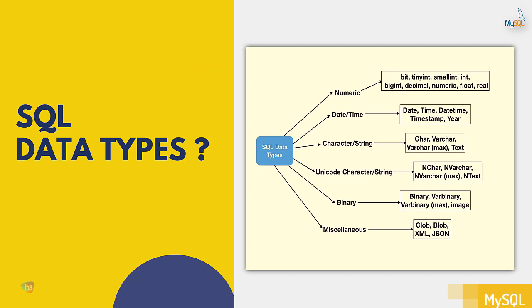SQL data types. Numbers are segregated into one single category. Date time is another type of data type, along with characters and strings, Unicode character strings, and binary data types, and miscellaneous, which includes BLOB, XML, and JSON. These I have put into the miscellaneous category.